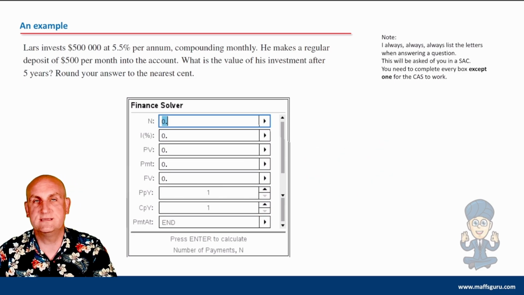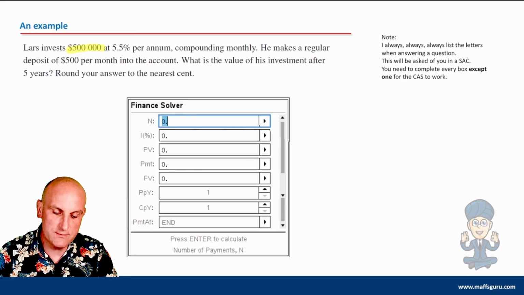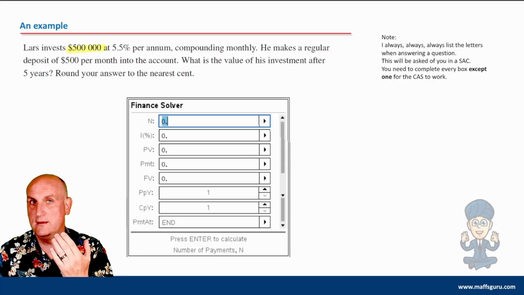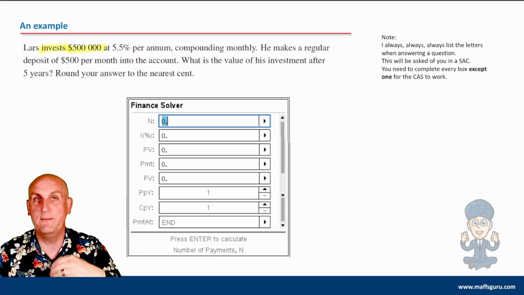Right, let's go through a context of the question. Lars invests $500,000. So first things first, is that your principal value, your final value, a payment? Well, that's your principal value. Am I given that money or am I giving it away? Well, I'm investing it, so it appears like I'm giving it away.